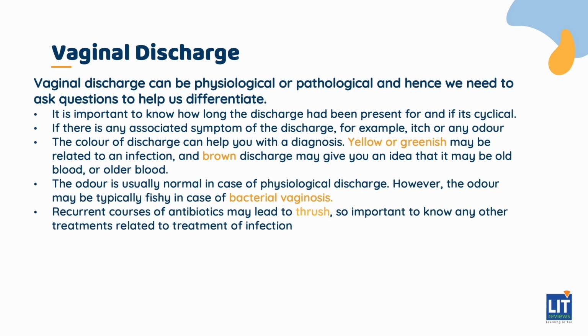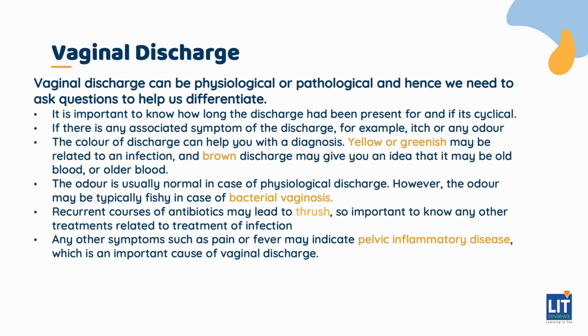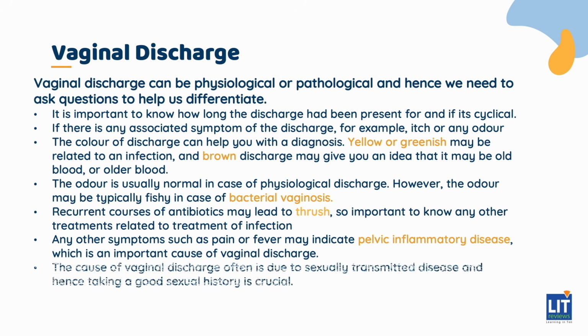Recurrence of the symptoms or a history of previous episodes is important to ascertain. It is also crucial to inquire about any treatments used, as recurrent courses of antibiotics can sometimes lead to thrush or incomplete resolution of infections. In addition, the presence of other symptoms such as pain or fever may indicate pelvic inflammatory disease, an important cause of vaginal discharge. Considering that sexually transmitted diseases are a common cause of vaginal discharge, obtaining a comprehensive sexual history is crucial.